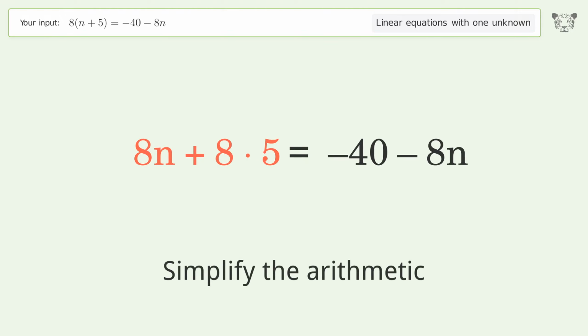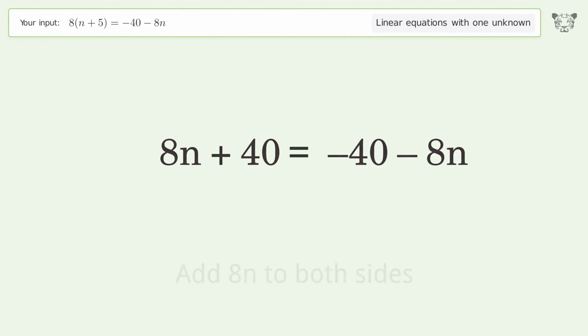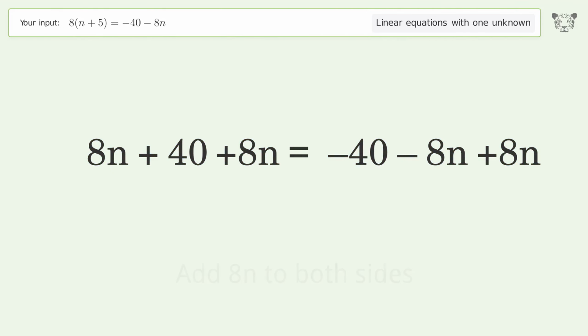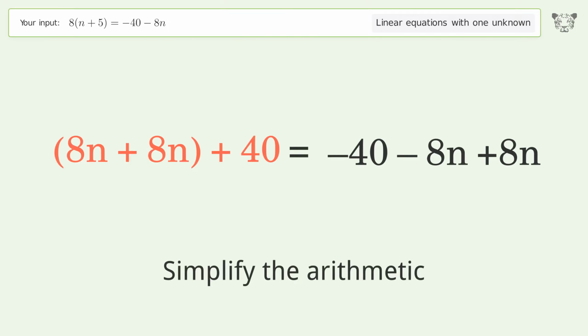Simplify the arithmetic. Group all n terms on the left side of the equation. Add 8 to both sides. Group like terms. Simplify the arithmetic.